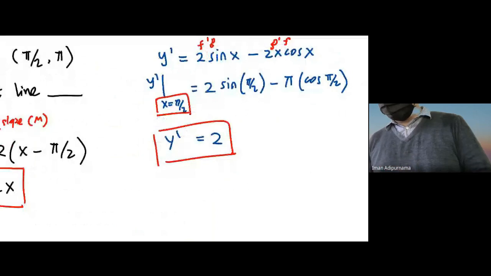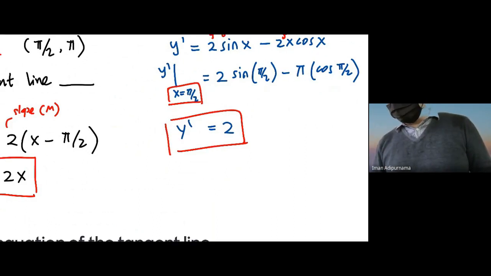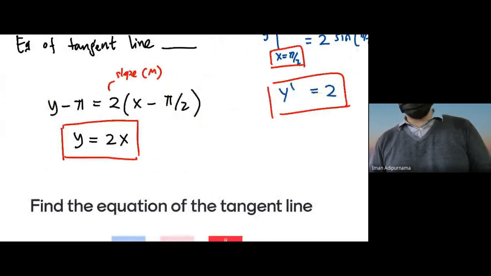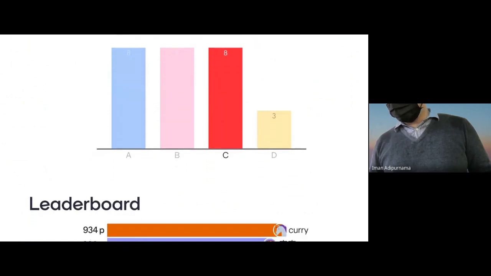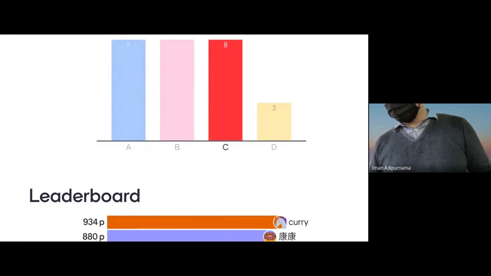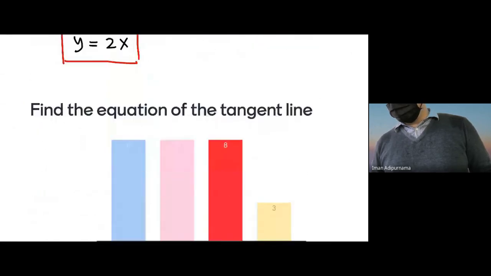Now, you derive the equations, plug in the x or the point that you want to observe, and evaluate. You get the slope, put the slope into the line equation, and that is your tangent line. And this is the little board.